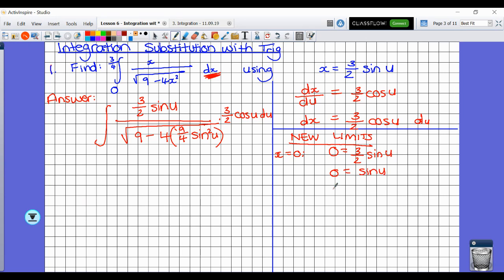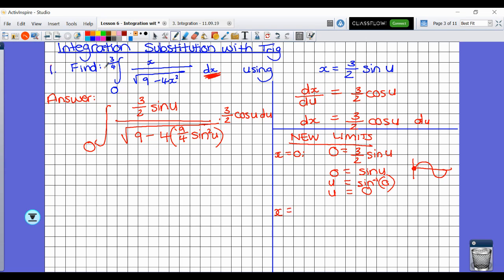0 equals sine u, and obviously to get u by itself we just take the sine inverse of 0, which we know from the sine graph that sine of 0 is just 0, just at the start there. Okay, so our lower limit actually stays the same, which is 0. Okay, now let's deal with the upper limit.